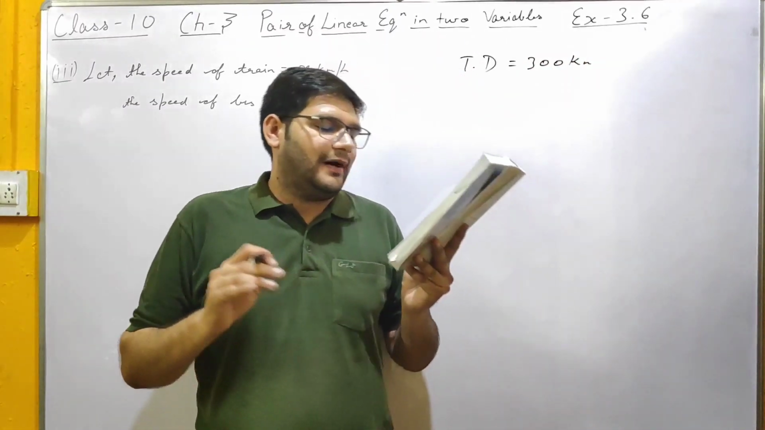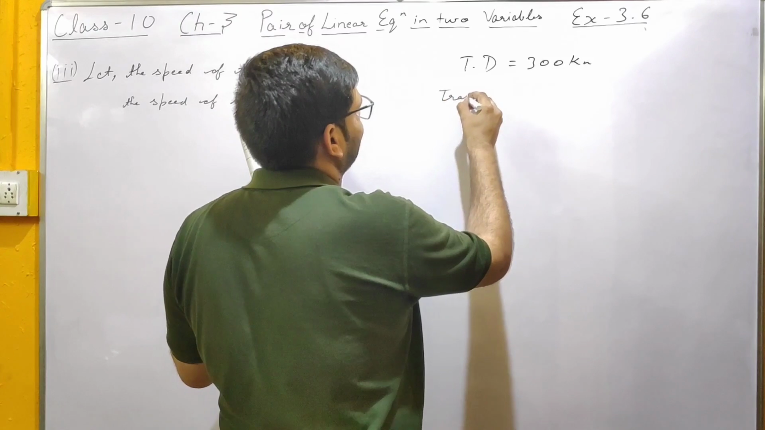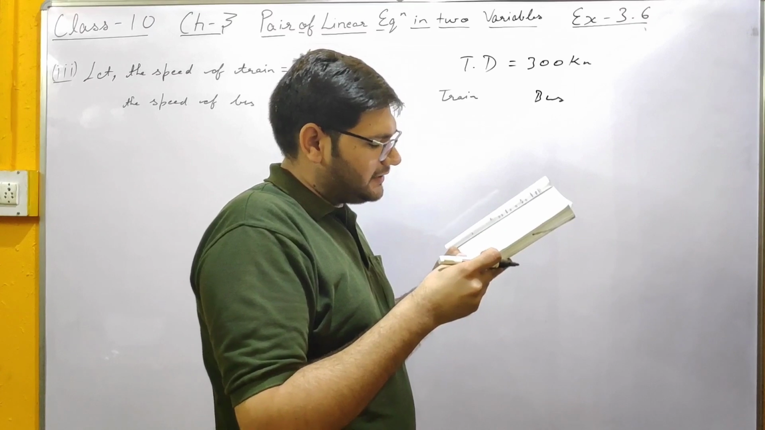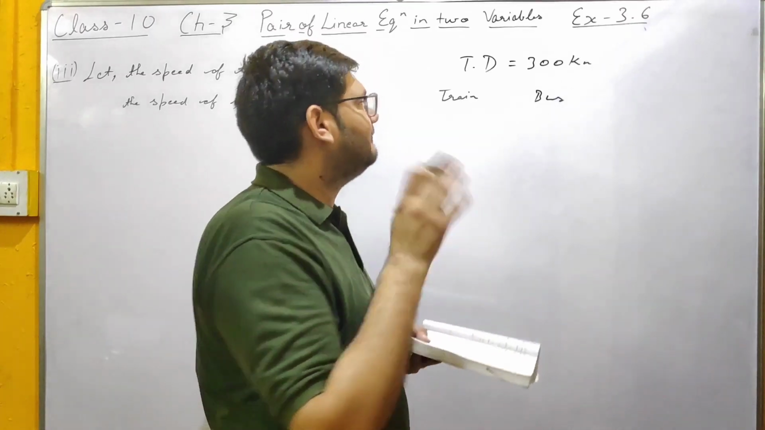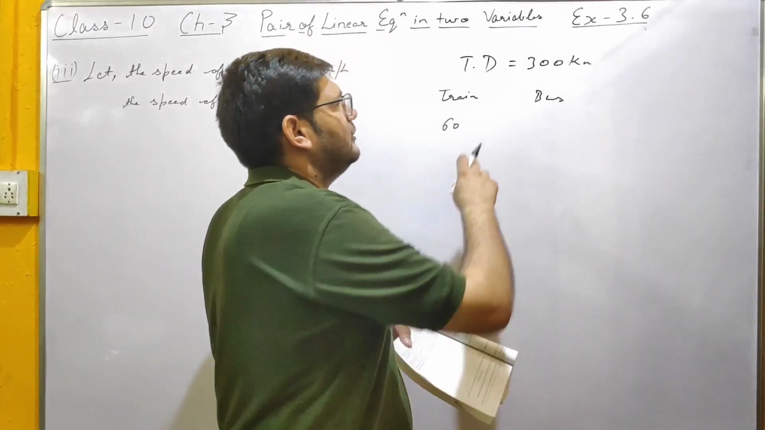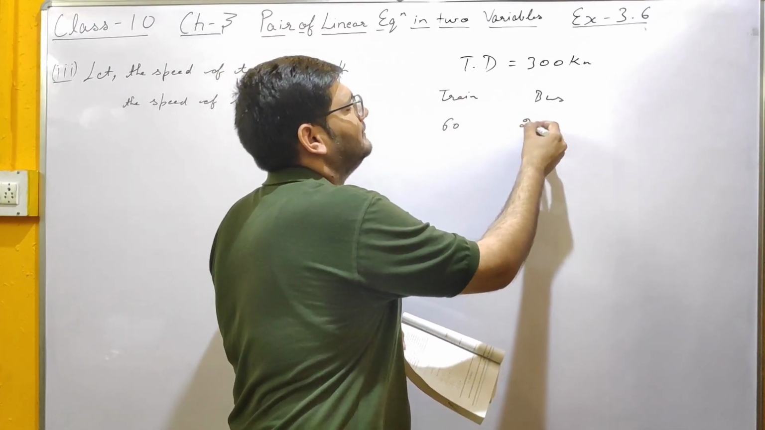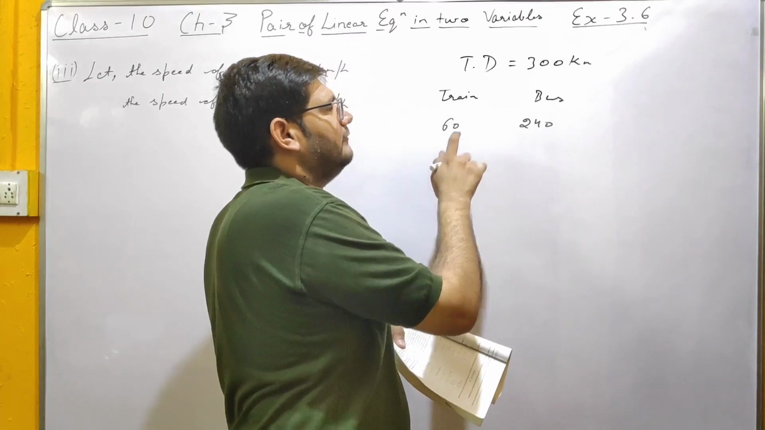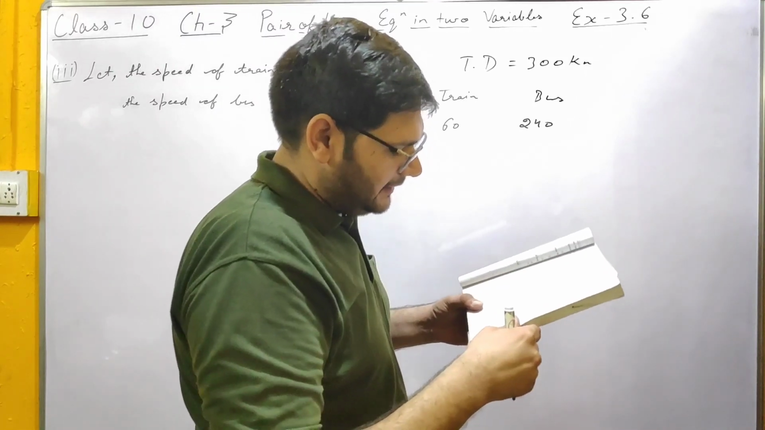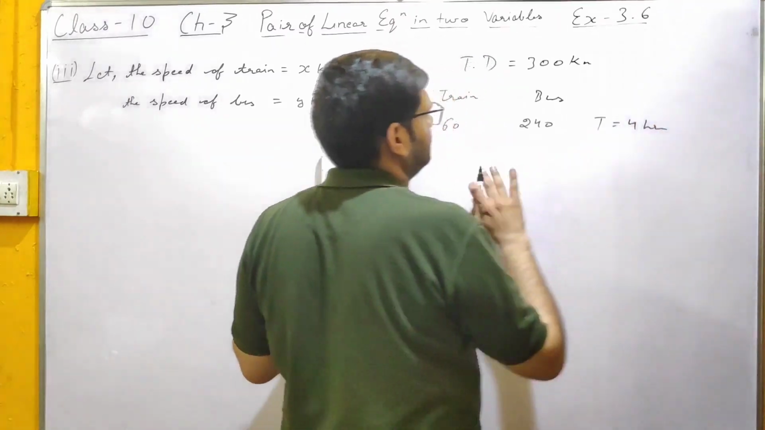To her home, partially by train and partially by bus. So she is traveling by train and also by bus. She takes 4 hours if she travels 60 kilometers by train. In the first case, she travels 60 kilometers by train and the remaining by bus. So out of 300, if 60 kilometers she has traveled by train, 240 is left. So in the first case, when she travels 60 kilometers by train and 240 by bus, she takes 4 hours. This is the first case.